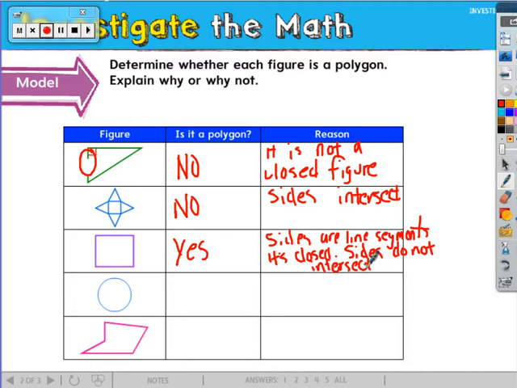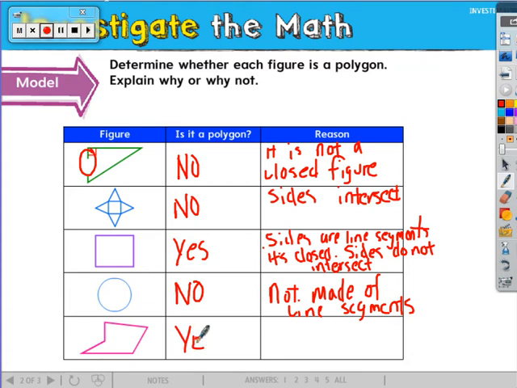Next one. No. Why not? The sides are not line segments. It's not made of line segments. And our last one. Yes. It's a weird looking shape, but it is a shape. Okay.